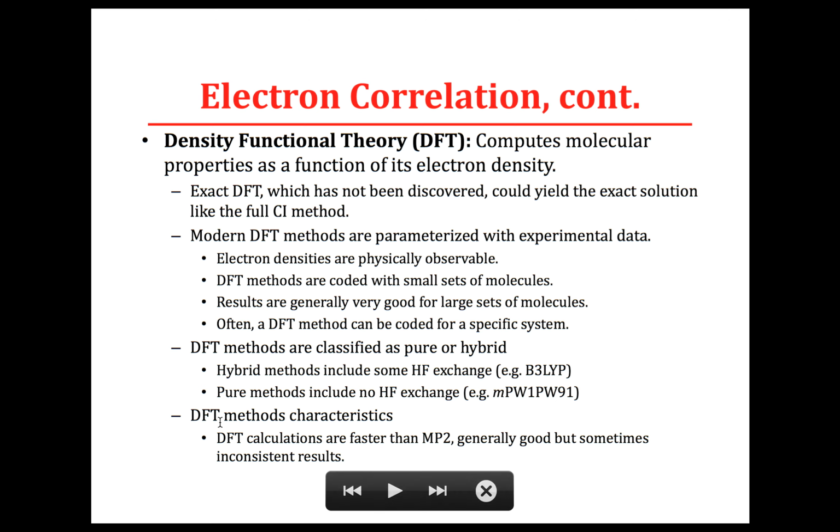And DFT methods are generally pretty fast. They're usually faster than MP2, sometimes better. Sometimes the results can be inconsistent. What you're going to find with computational chemistry is that you're always going to have to find a way to benchmark.